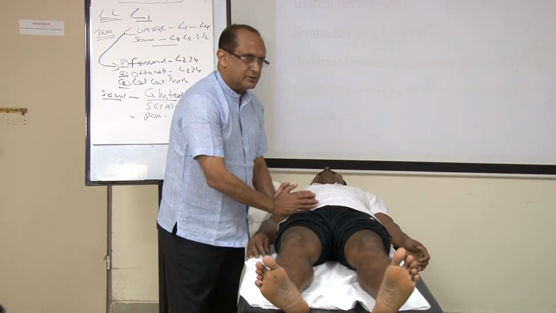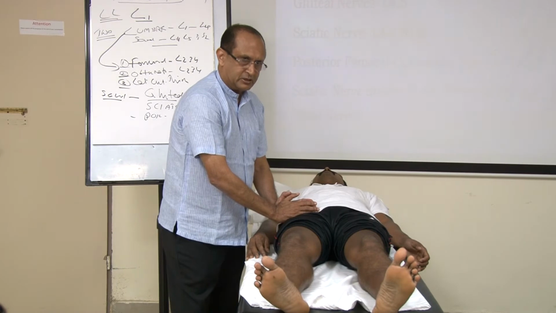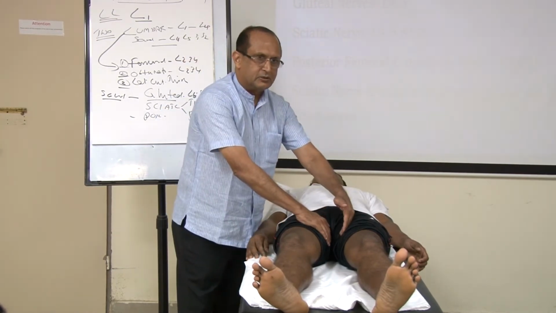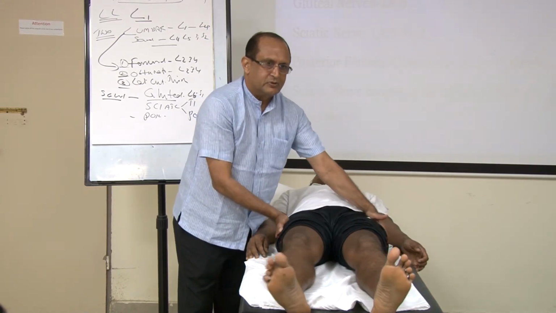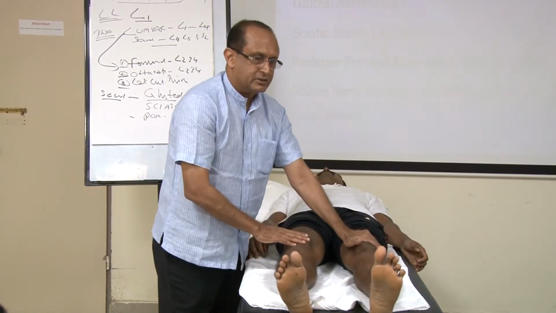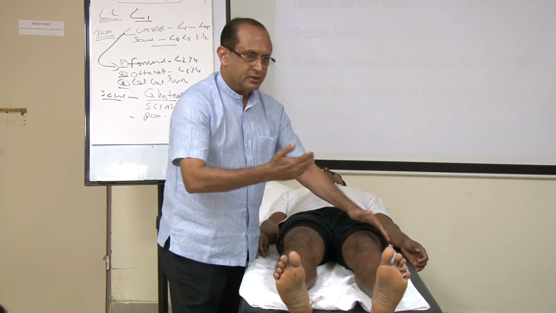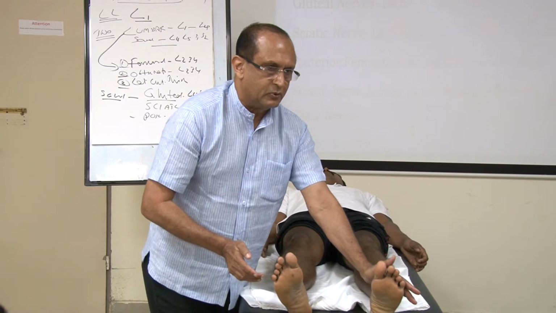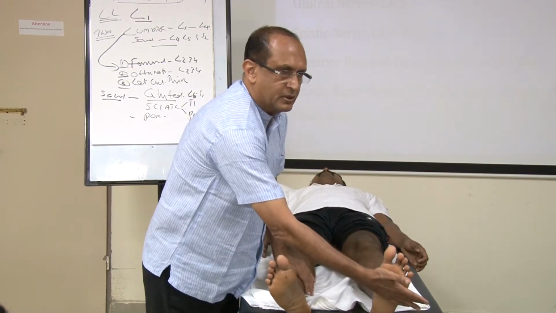You know, this is L2, L3, L4, hip flexion. Hip extension is L5, S1. Adduction is L2, L3, L4. Abduction is L5, S1. Knee extension is L2, L3, L4. Knee flexion is L5, S1. Dorsiflexion is L4, L5. Plantar flexion is S1, S2.